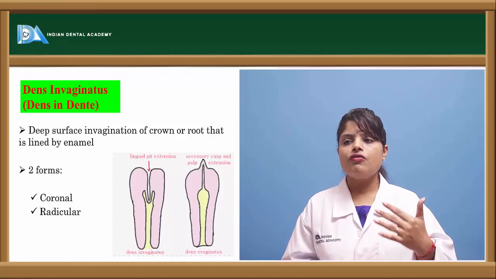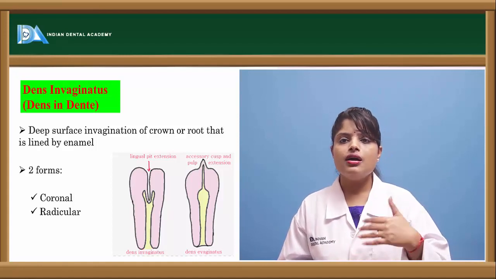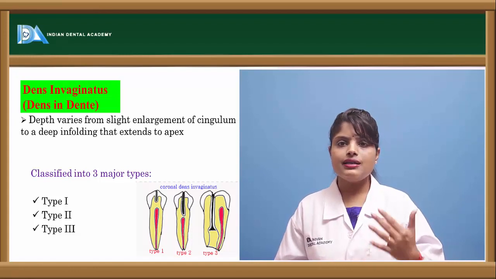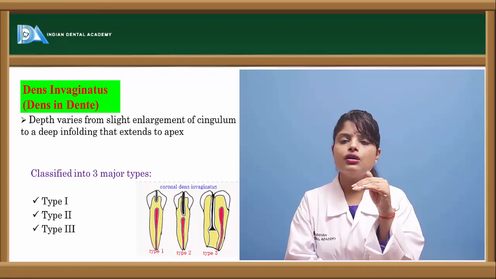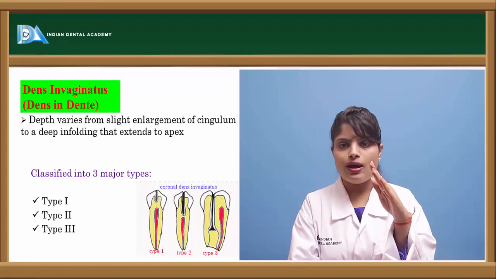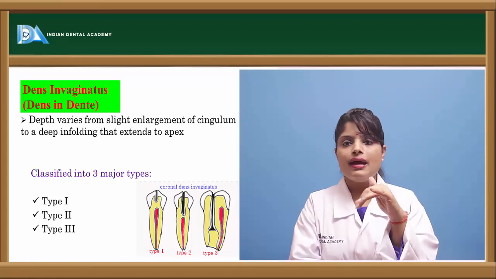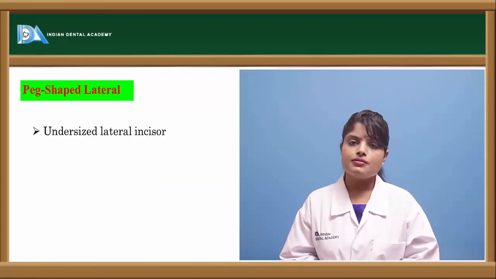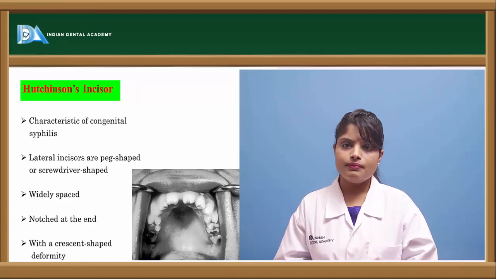It can be of various levels like coronal or radicular, type 1, type 2 and type 3. In type 1, it is generally restricted up to the enamel. In type 2, it comes up to the cemento-enamel junction, and type 3 may involve the pulp or displace the pulp. Then comes the peg lateral, which I have already described.